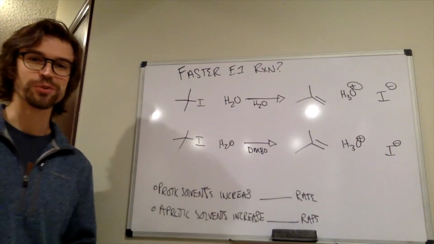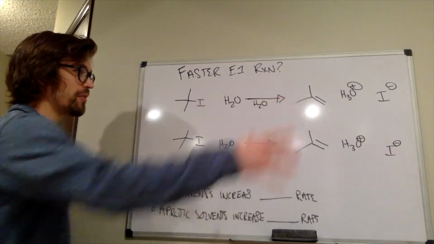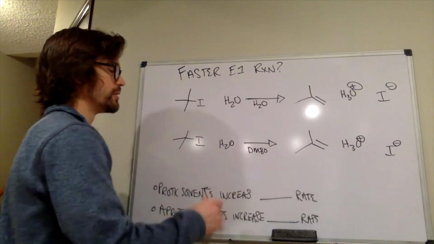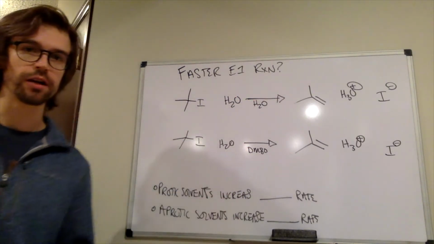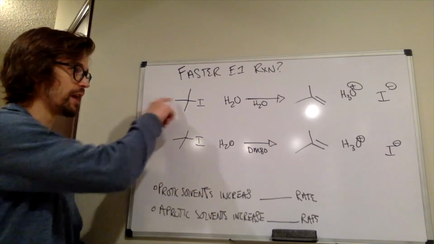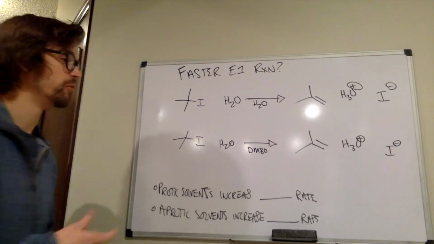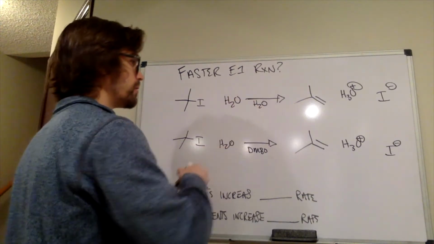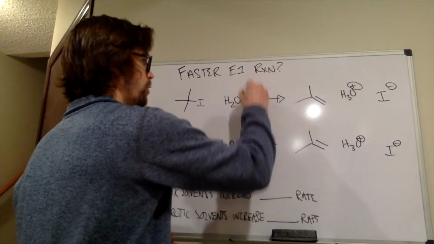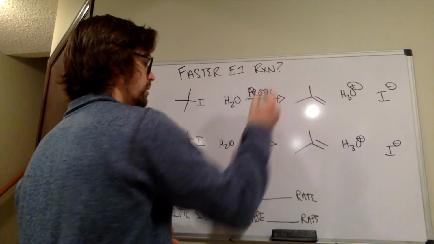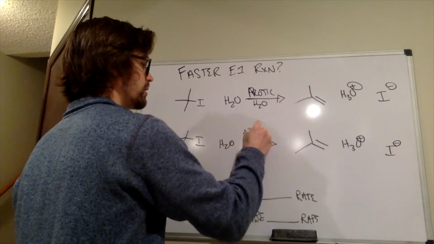All right, what about this situation? So we have the same everything besides our solvent. So we have water here, DMSO here. What's going to be faster, that one or that one? All right, good job. You've identified that this is an aprotic solvent. This is a protic solvent. DMSO is an aprotic solvent.